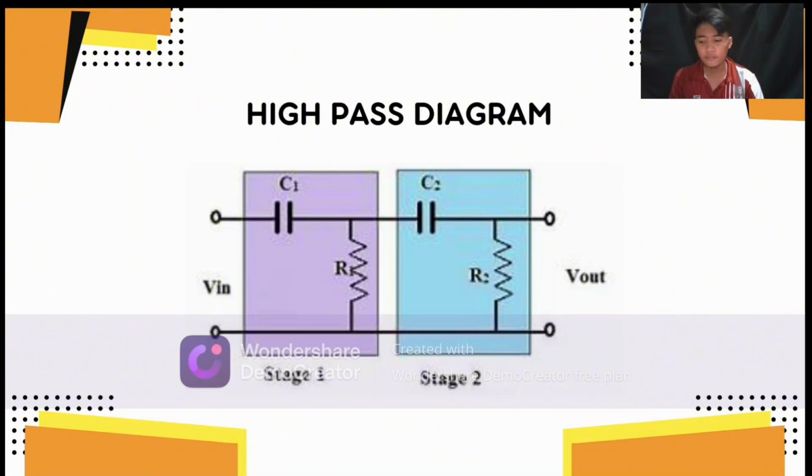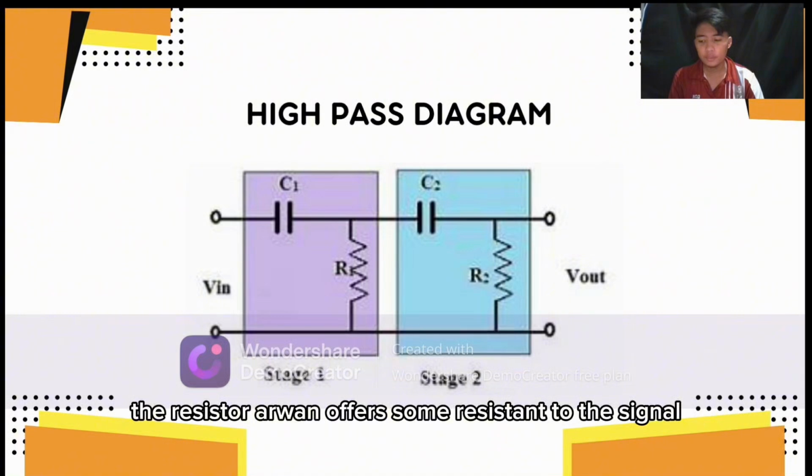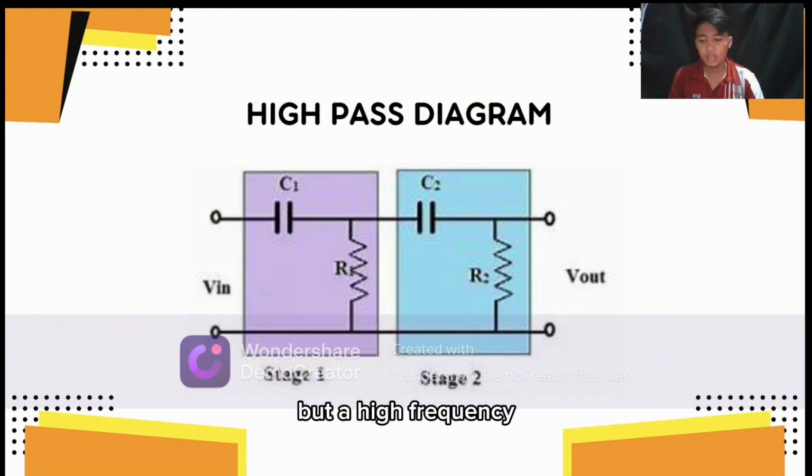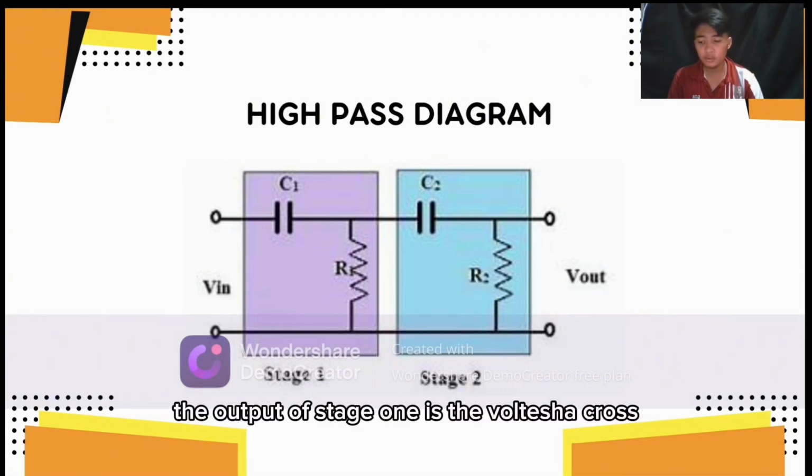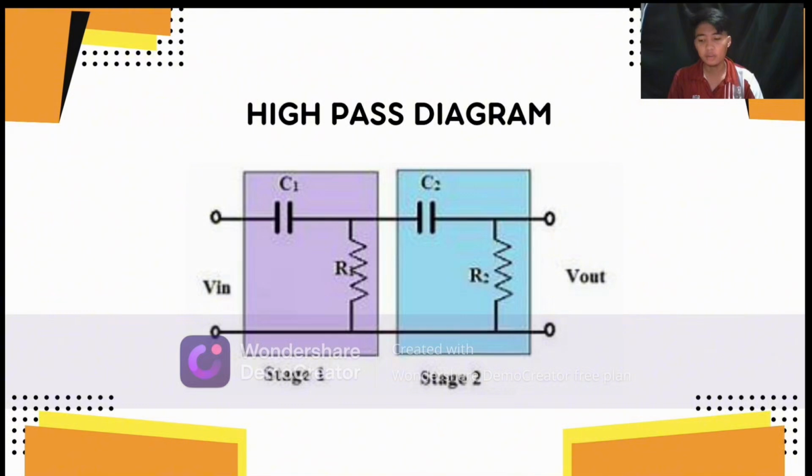Capacitor behavior at high frequency: the capacitor acts like a short circuit, allowing the signal to pass through to the resistor R1. The resistor R1 offers some resistance to the signal, but at high frequency, its impedance is relatively low compared to the capacitor's. The output of stage 1 is the voltage across the resistor R1.